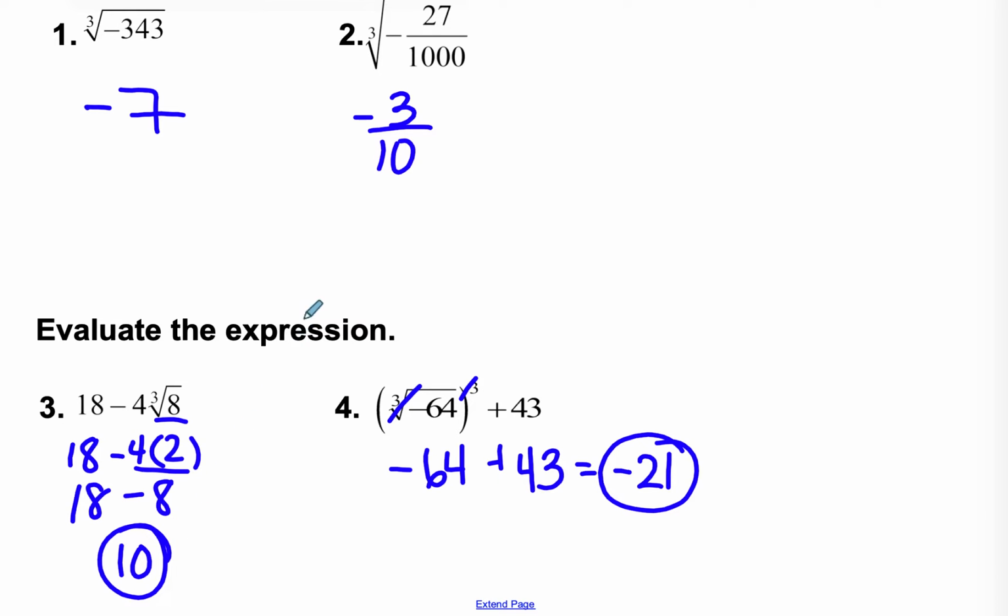All right, and then on number 4, I chose to just cancel out the cube root and the cubed, because I know they're inverses. They cancel out. It leaves me with the problem negative 64 plus 43, and that equals negative 21.